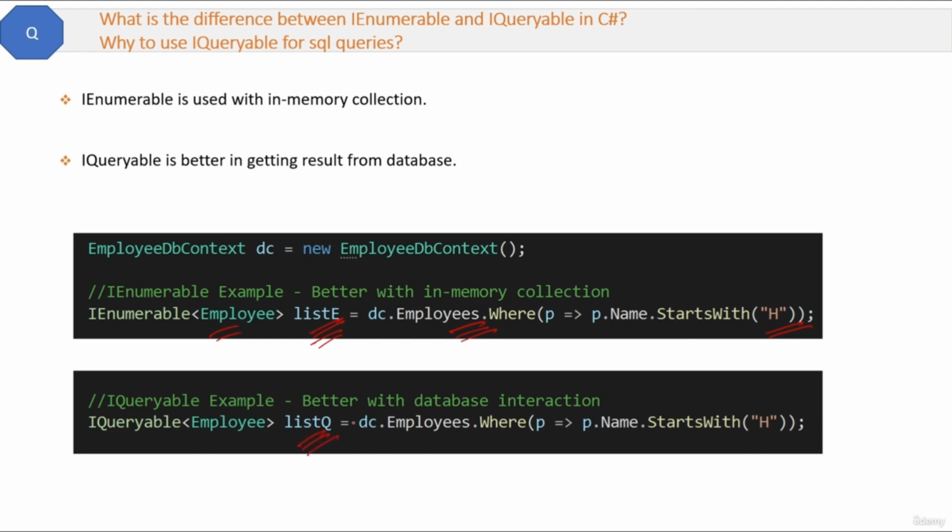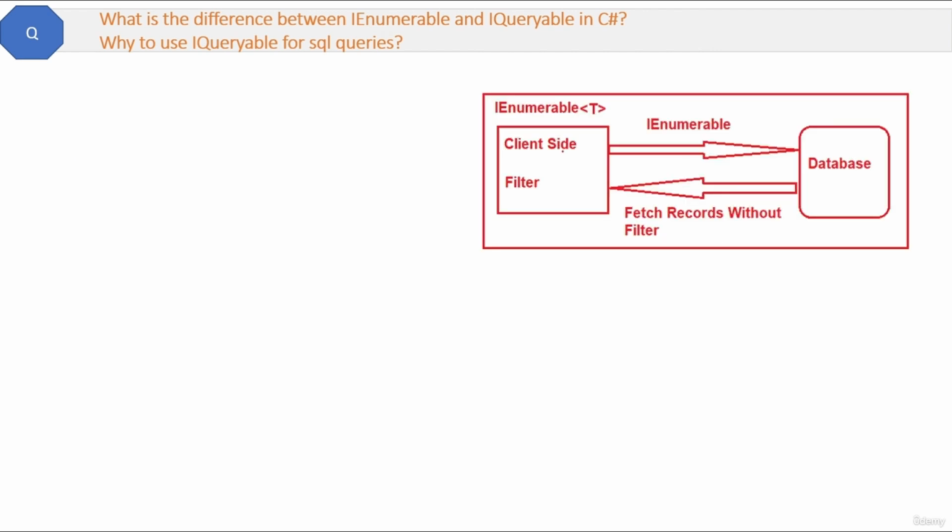But the point is, IQueryable will take less time in comparison to IEnumerable. Now let me explain why. If you use IEnumerable, then first the request will go to the database and bring the whole data from the database, and then filter the result at the server side here. So bringing the whole data over the network will impact the performance in a negative way, right? Because the data is too much.